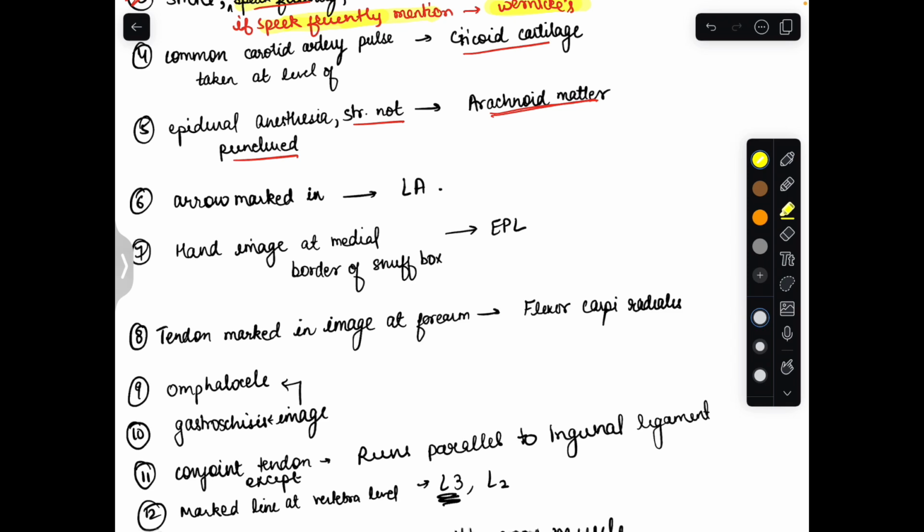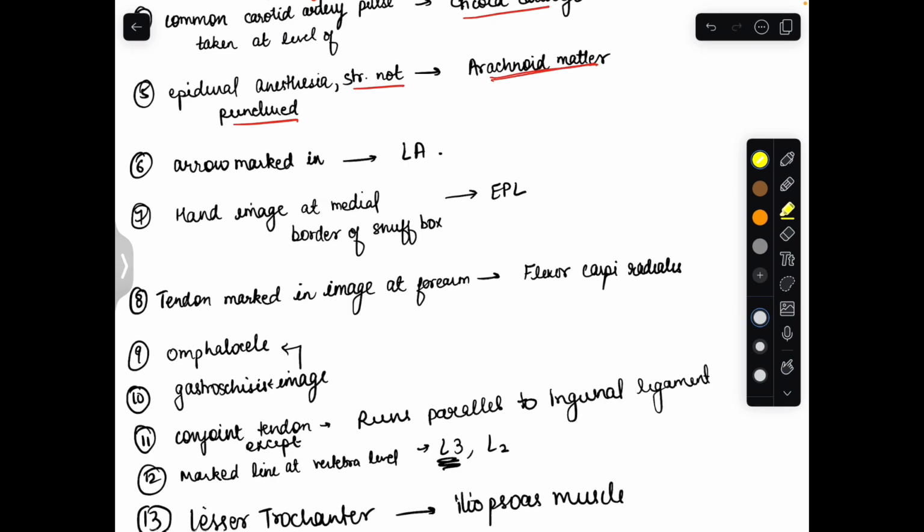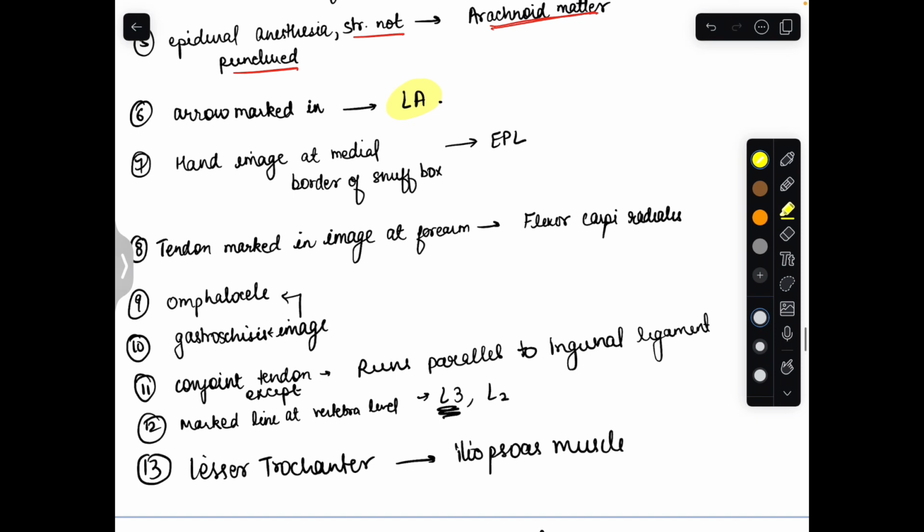Okay. For the sixth question, an arrow mark was given, and the question is which part of the heart it is. So they marked it from the left atrium. So for that image, the answer was left atrium. Remember, it's 100% confirmed the image is of the left atrium because this question, after the exam, I myself checked on Google and the answer was confirmed.